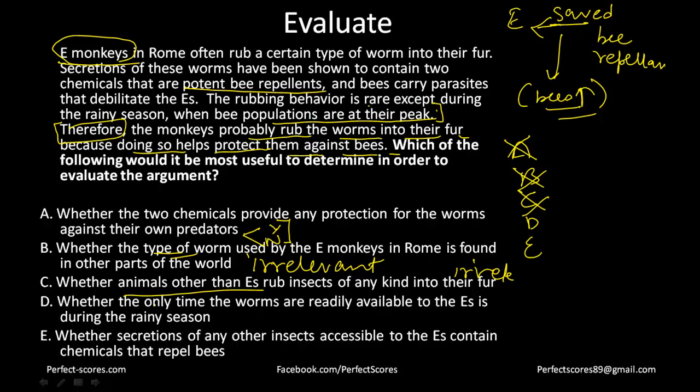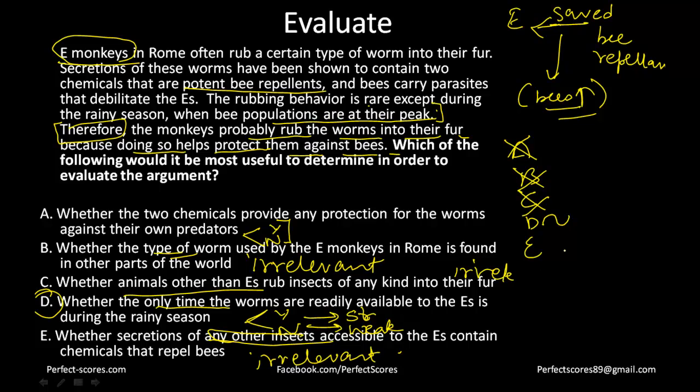D says, whether the only time the worms are readily available is during the rainy season. Now if you take two extremities, yes and no, you'll see that yes is strengthening and no is weakening. That means if we get the actual answer to this option D, we will be able to find out whether the argument is strong or it is weak. That means D can be the answer. E says, whether secretions of any other insects accessible to the monkeys contain chemicals that repel bees. Again, any other insects, totally out of scope. It is irrelevant to this argument. That means the answer is D.